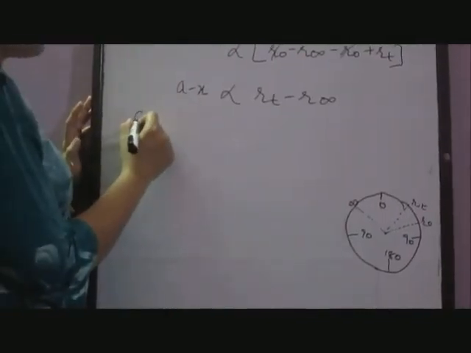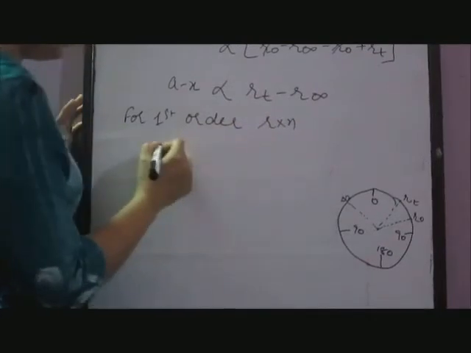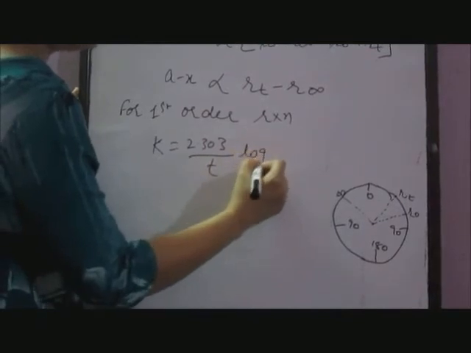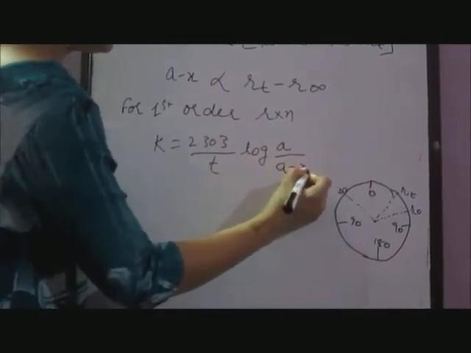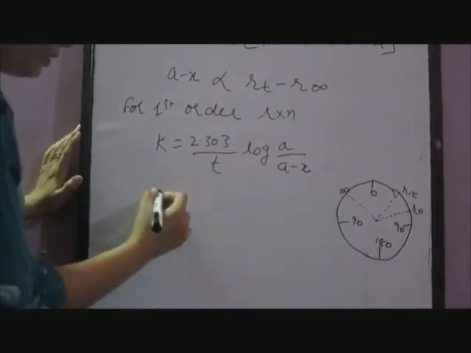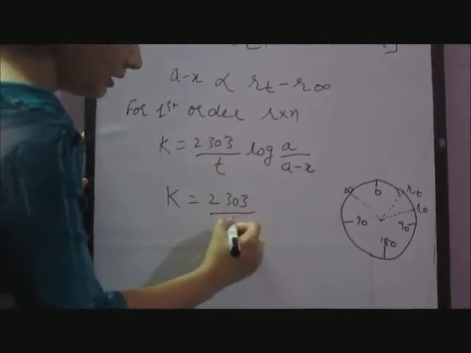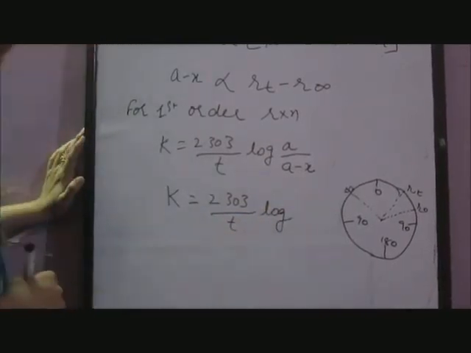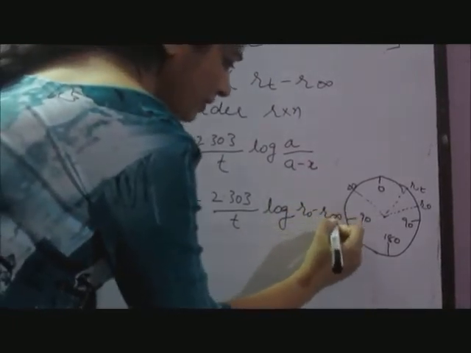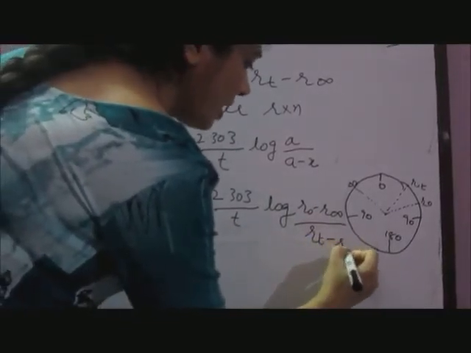As we know that for first order reaction K is equal to 2.303 upon T log A upon A minus X. By substituting the values of A and A minus X, we get K is equal to 2.303 upon T log R naught minus R infinity upon Rt minus R infinity.